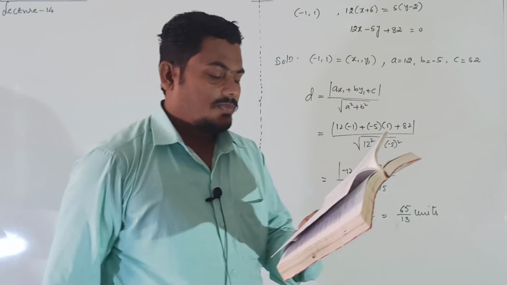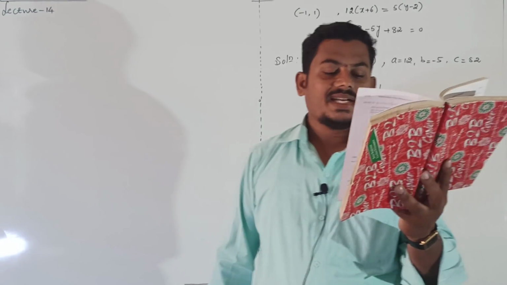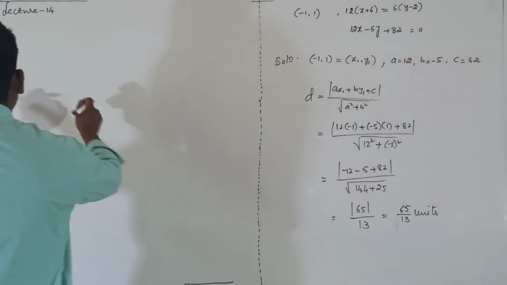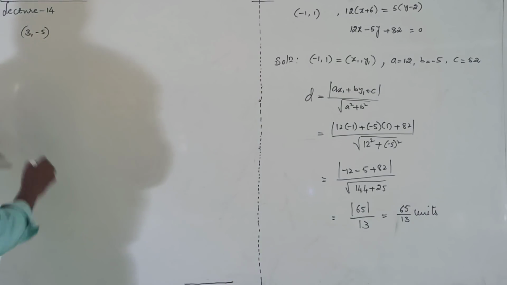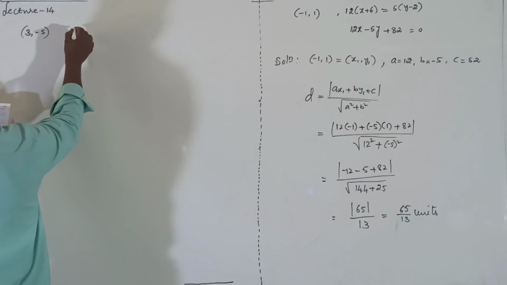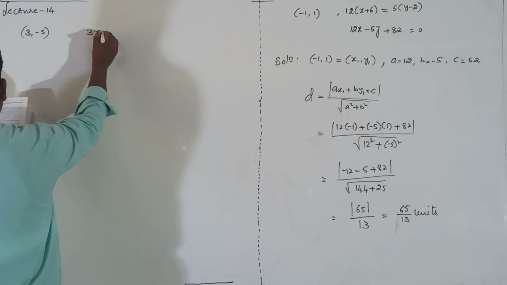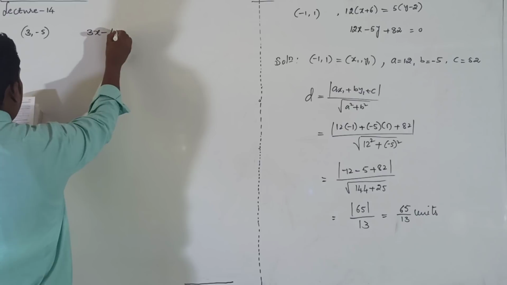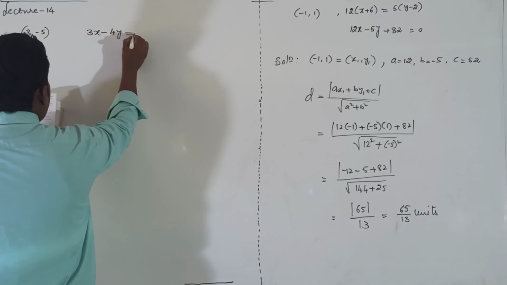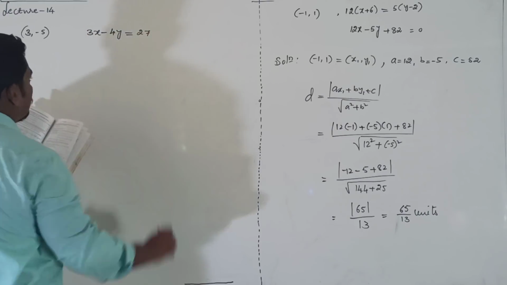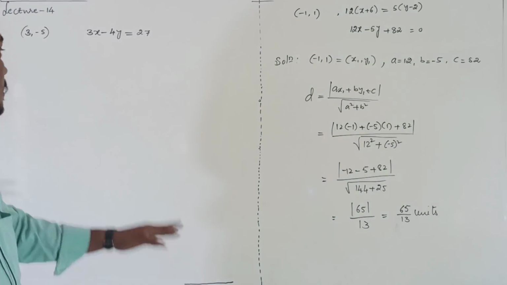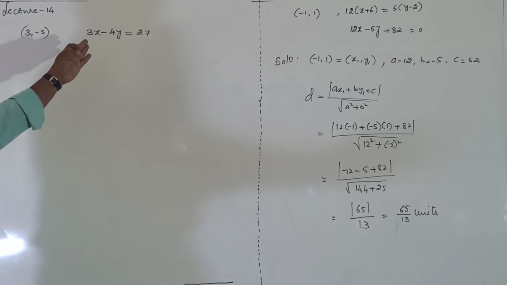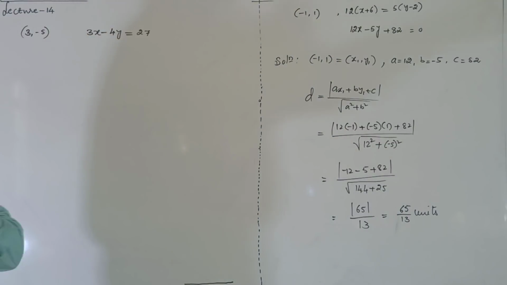Next problem, find the distance of the point (3, -5) from the line 3x - 4y = 27. Find the distance of the point (3, -5) from this line, distance between point and line.